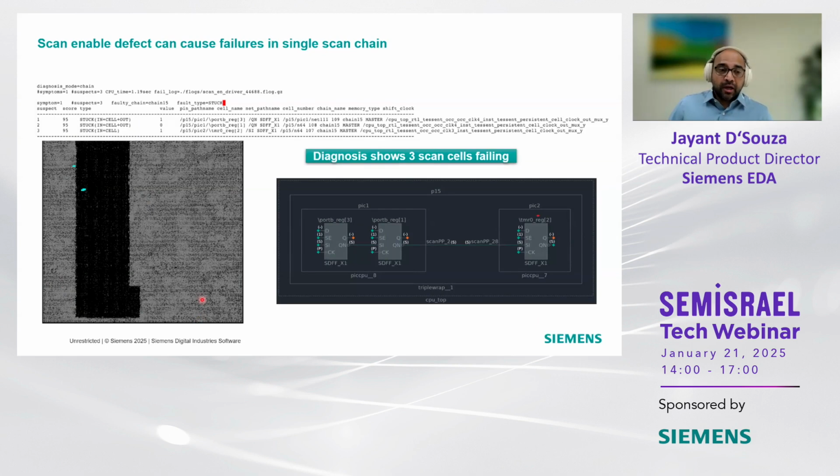Scan enables, as I mentioned, and any of these global control signals in modern designs can also have a localized effect. So sometimes you can see only a single scan chain failing with a few suspects. However, the defect is not in any one of these scan cells. It's just that the buffering in the scan enable tree can cause these three cells to fail in exactly the same way at the same time. However, once we use this new technology, this can be isolated to a very specific and actionable set of nets on the scan enable tree that can be used for FA.